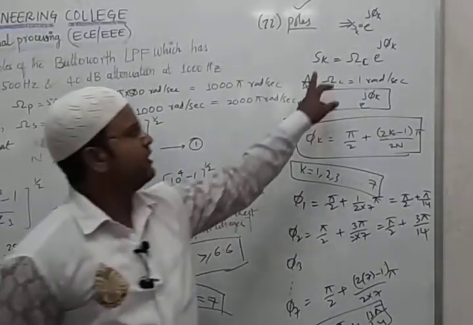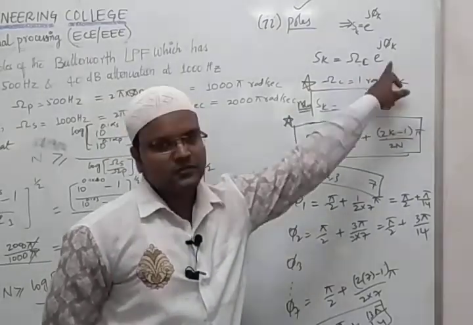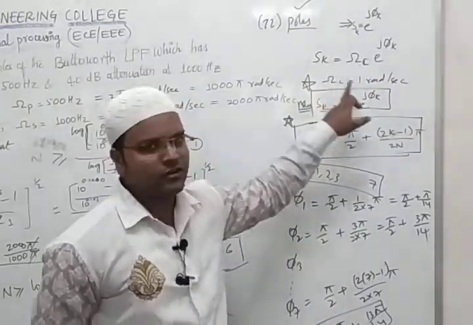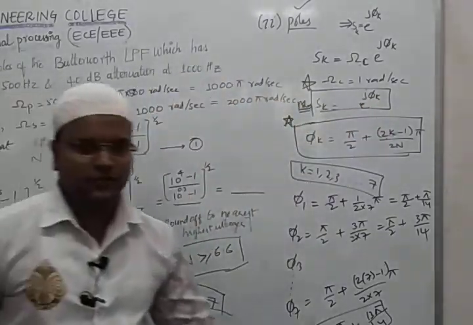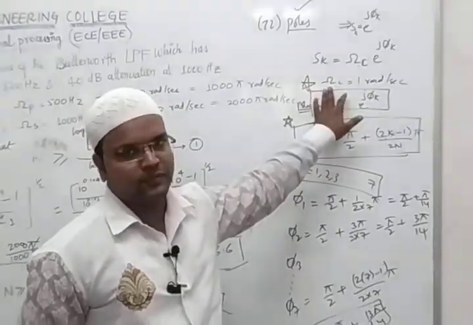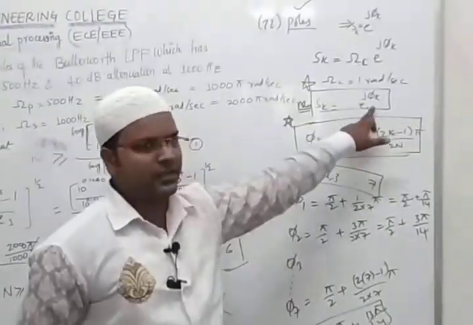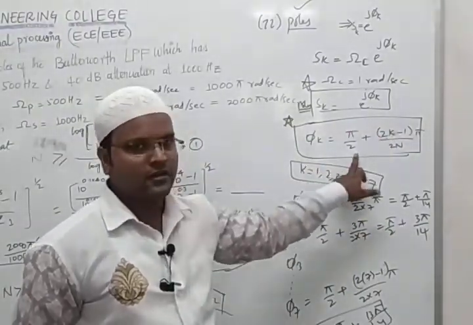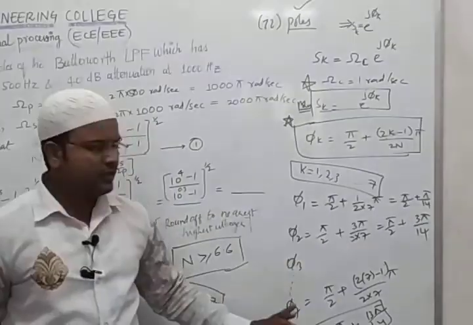So the formula is sk equals omega c e power j phi k. We are assuming omega c is 1 radian per second, because in the question they did not ask to find the critical frequency. If at all they ask, then we will use the critical frequency formula. They did not say, so that's the reason we are putting 1. So e power j phi k, where phi k is this thing, with k varying from 1 to 7. We substituted and we got this.